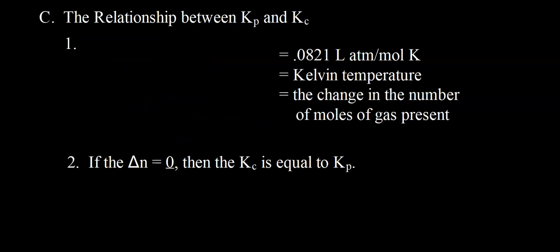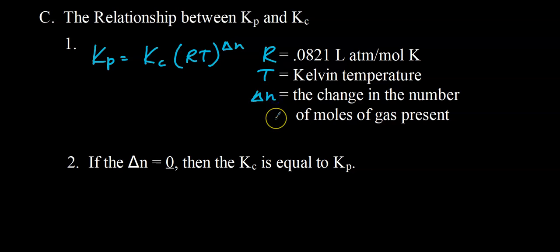Sometimes it's useful and necessary to convert between Kp and Kc. So I believe you have one of these forms on your equation sheet. So let's go ahead and do this. So R, of course, is our ideal gas constant. T is the Kelvin temperature. Delta N, as we see here, is the change in the number of moles of gas present. So technically, it has to be this way for this sign to work. It's moles of gaseous products minus moles of gaseous reactants.